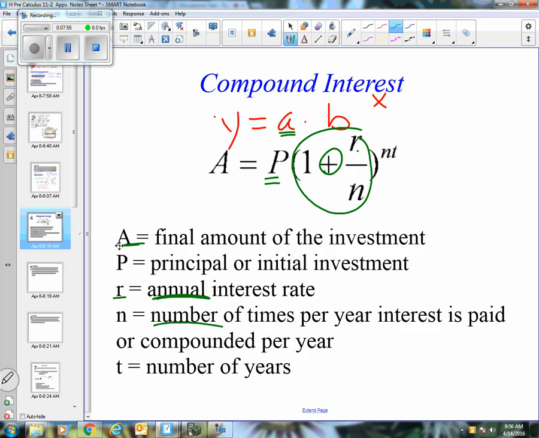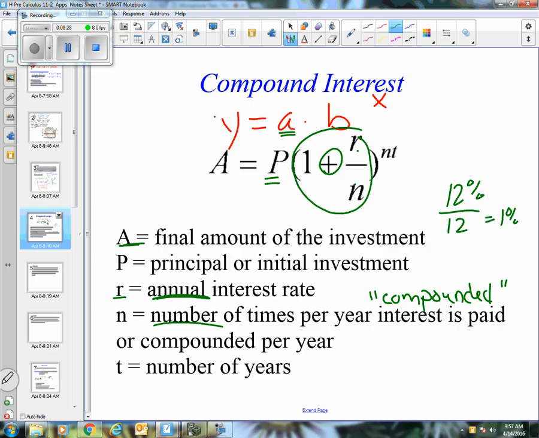N is the number of times that they give you interest. How many times a year do they pay it out? They call that compounding. So that's why it's called compound interest. So how many times is it compounded per year? Compounded means calculated. How many times do they give it to you? So they take that entire interest rate over the whole year and they divide it up per payment. So say you earn 12% interest and they're going to give you monthly interest. Well, that means they're going to take that entire 12% and divide it up over 12 payments.